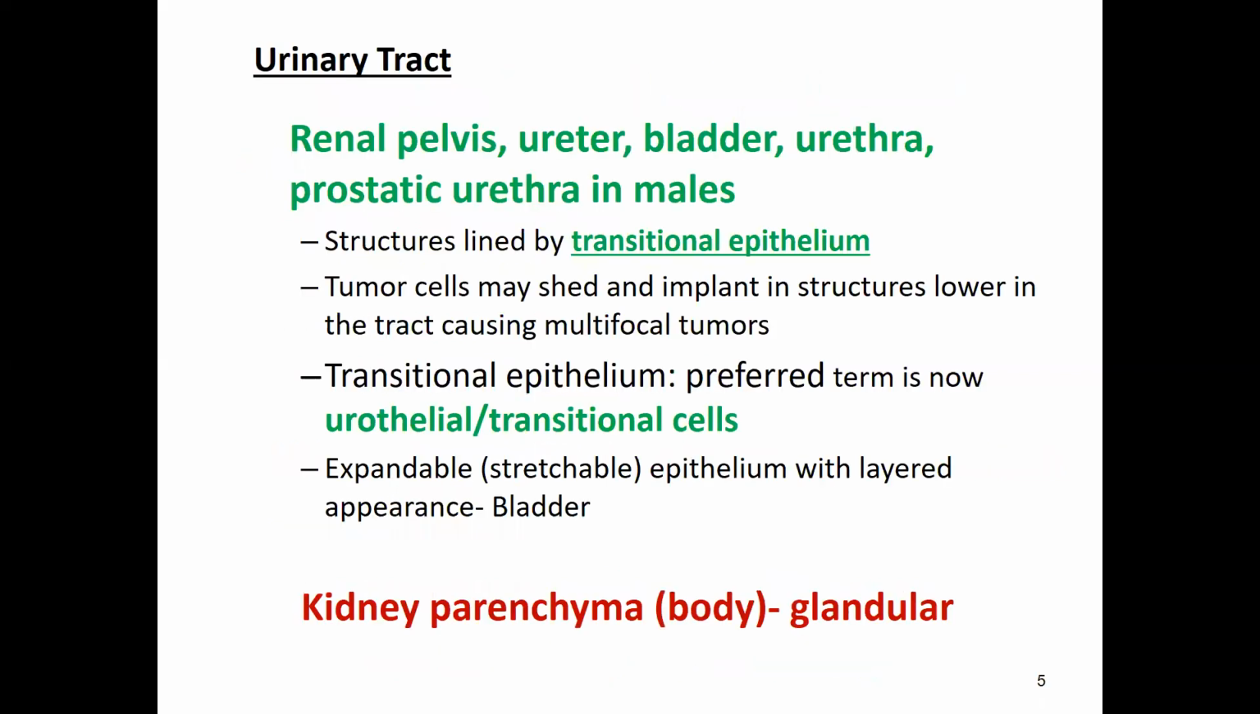So in this presentation, I'll first start by reviewing the primary sites of the bladder, the renal pelvis, the ureter, and the urethra. I group these together because the common thread is that they are all lined by transitional epithelium, or the more current preferred term used by pathologists now is urothelial or transitional cells. Then, later in this presentation, I'll speak about the primary site of the kidney. 90% of the bladder tumors are urothelial carcinoma.